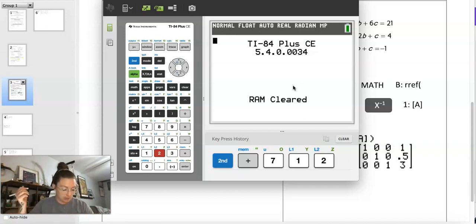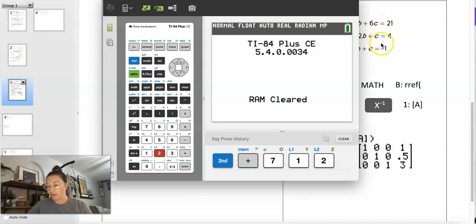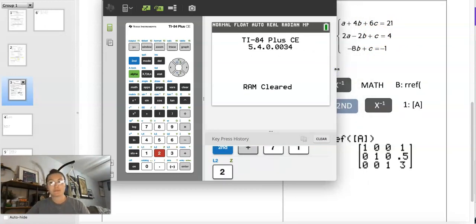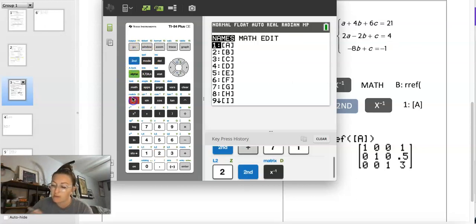So we'll go ahead and do this example in the notebook. This one right over here that we can't really see because of my screen. That guy right there. So what you're going to do is hit second and then X to the -1 because it says matrix on top. So we're going to go second matrix. And this will pop up. The first is just the names of the matrix. The next one is the math that we can do on the matrix, and that's where we will do row reduced echelon form. And then the third one is to edit the matrix.